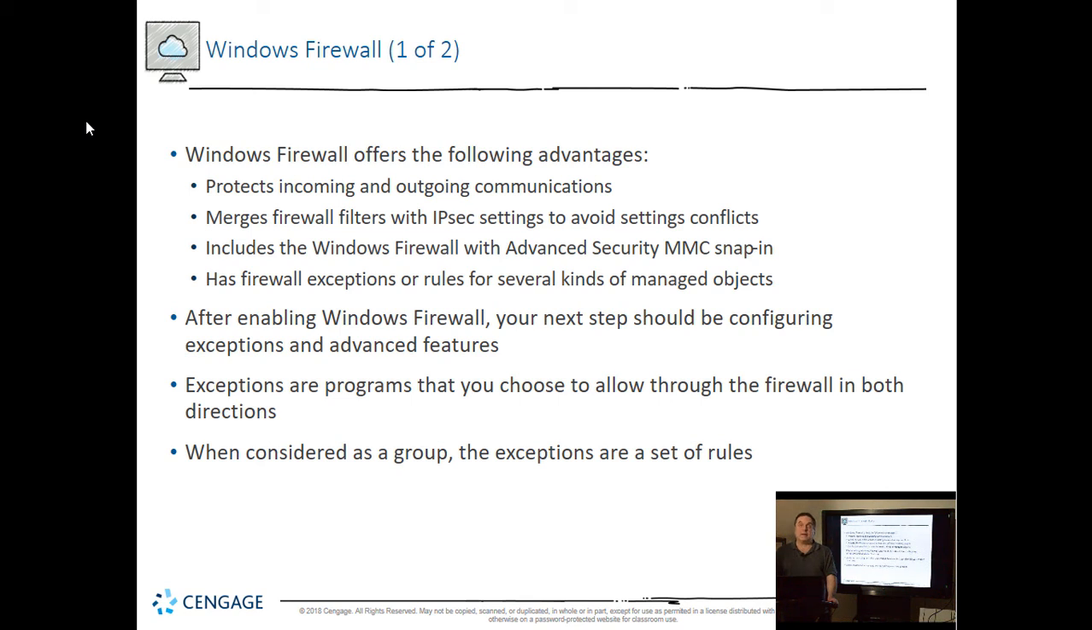Windows Firewall offers lots of advantages. It protects incoming and outgoing communications, merges firewall filters with IPsec settings, lots of different things. Basically, a firewall is something that blocks or allows traffic based on what you want inside and outside a computer. So you can make it so traffic is blocked both inbound and outbound, or you can allow it outbound but not inbound. It's whatever you decide you want to do. Typically, we block more ports inbound than we do outbound, so we only allow specific ports inbound that we need to run our server.